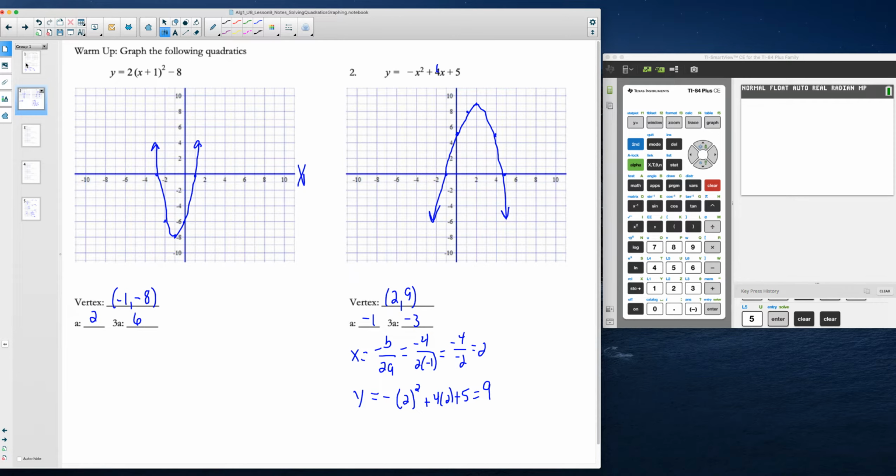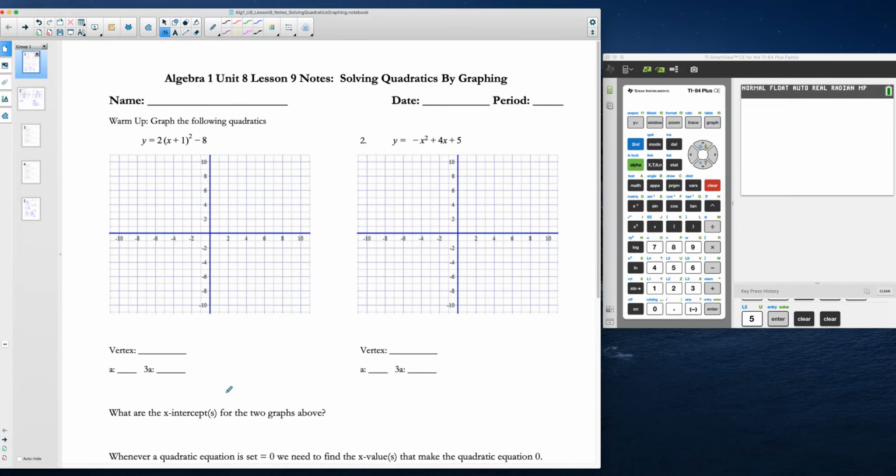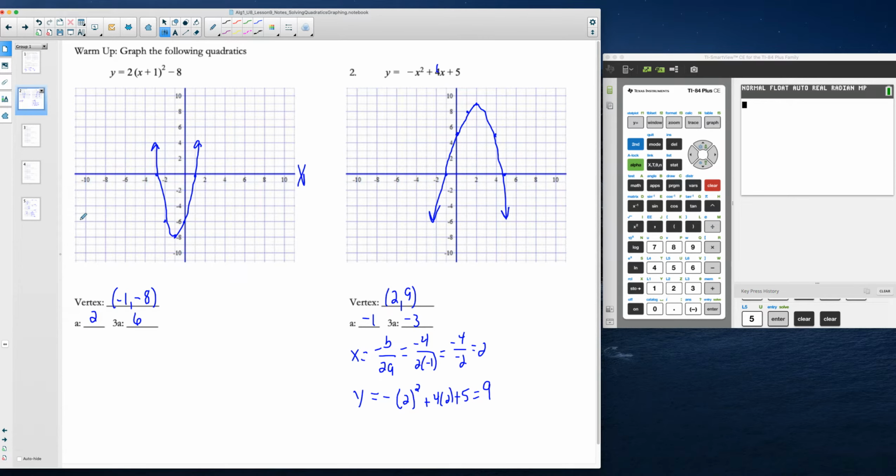So when we go back to our notes, it asks us what the intercepts are for the two graphs above. When I'm looking at this, I can see that one x-intercept is -3, 0, and my other intercept is 1, 0. And then for this particular problem, I can see that one intercept is -1, 0, and 5, 0. So there are my two x-intercepts. Those are my two solutions.